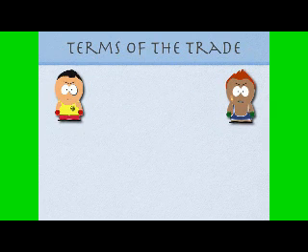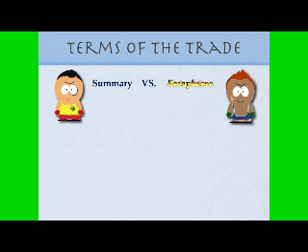So let's talk about some of the terms of the trade. Do you know the difference between summary and paraphrase? Let's start with summary. When you're discussing your research, you might need to summarize certain elements of it, maybe whole paragraphs or even the whole argument presented in that particular source. That means you condense the information into a shorter form so that you can give your audience some context and better make your point. So you're summarizing it, making it shorter.